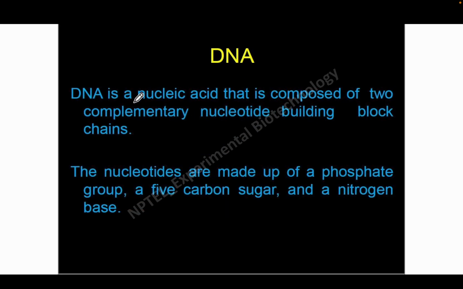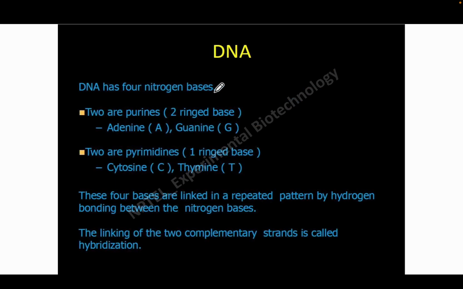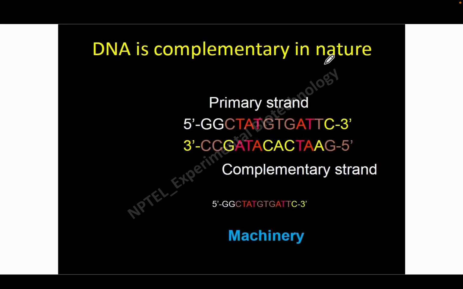So you need DNA. DNA is a nucleic acid that is composed of two complementary nucleotide building block chains. We know it's helical, a double helix, and the strands are complementary. The nucleotides are made up of a phosphate group, a 5-carbon sugar and a nitrogen base. DNA has 4 nitrogen bases: 2 are purines, 2-ring bases adenine and guanine, and 2 are pyrimidines, cytosine and thymine. These 4 bases are linked in a repeated pattern by hydrogen bonding between the nitrogen bases. The linking of the two complementary strands is called hybridization. DNA is complementary in nature.